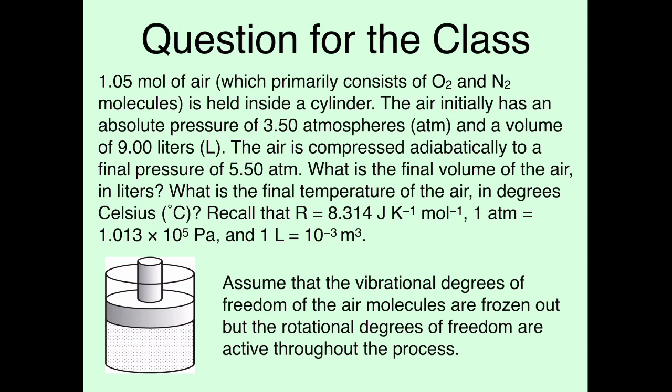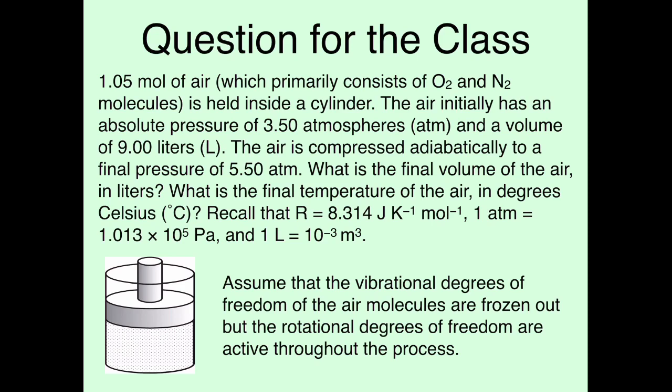Okay, so this air is held inside of a cylinder. The air initially has an absolute pressure of 3.5 atmospheres and a volume of 9 liters. The air is compressed adiabatically to a final pressure of 5.5 atmospheres. What is the final volume of the air in liters? What is the final temperature of the air in degrees Celsius?